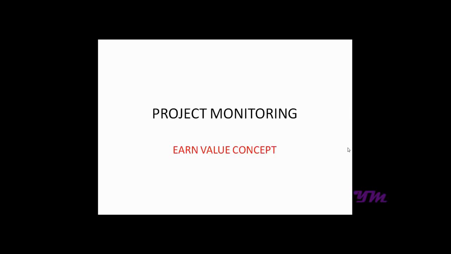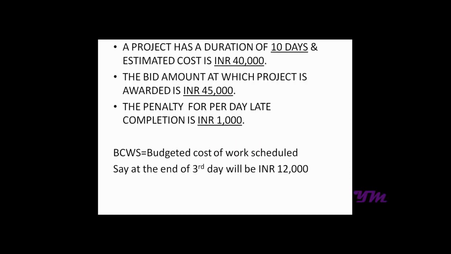Module 13, Project Monitoring using Earned Value Concept. Now say you have a project with a duration of 10 days and an estimated cost of 40,000, and the bid at which the project was awarded is 45,000, and the penalty for each day of late completion is rupees 1,000. So the profit margin over here is rupees 5,000.